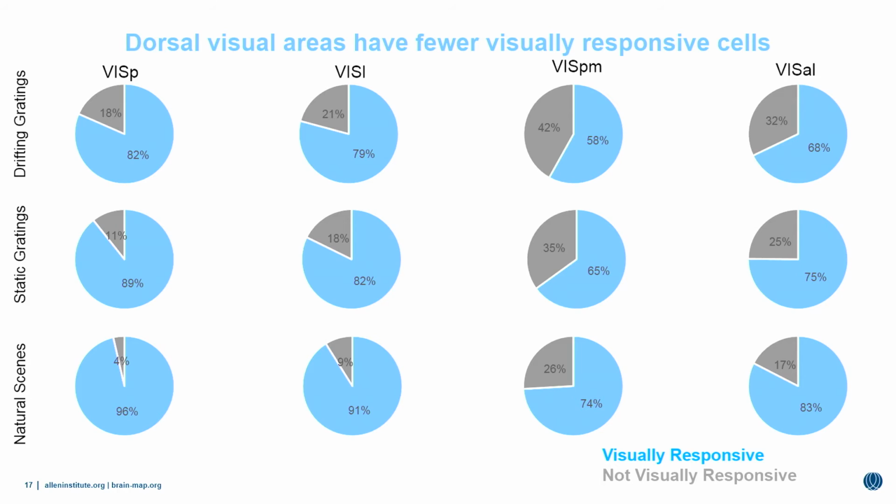And I've done this for the 2 grating stimuli and the natural scene stimuli. So this is just a statistical test whether they have a significant response to one of the many stimulus conditions for each stimulus. And what we see is that a large fraction of the cells do respond to these stimuli, but when we get into the PM and the AL, there's actually a slightly smaller percent of cells that actually respond to these stimuli. And what is intriguing about this is that these 2 areas are thought to be part of the dorsal pathway of the visual stream.